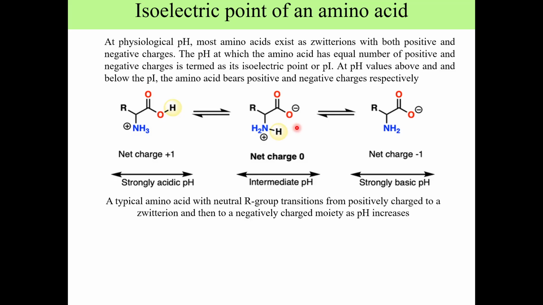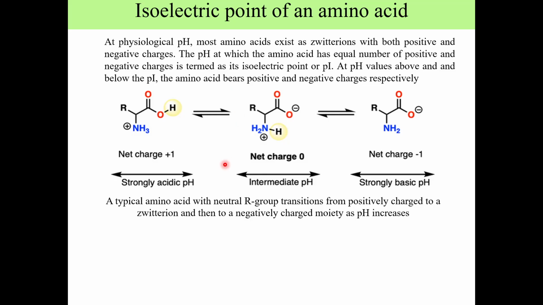Zwitterion is actually having both positive and negative charges. The pH at which the amino acid has equal number of positive and negative charges such that the net charge is 0 is called the isoelectric point of the amino acid, and the amino acid is said to be a zwitterion. At pH values above and below the pI, the amino acid is negatively and positively charged respectively.